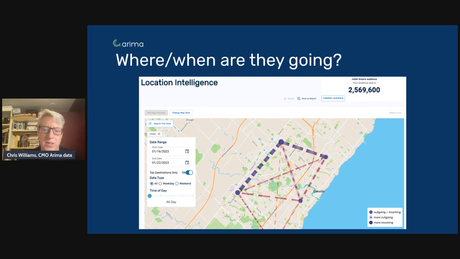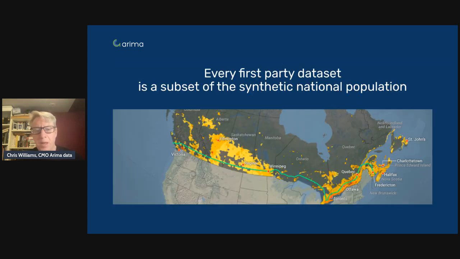That's when we add in the mobility data, that's what it looks like. We can see numbers going in and out of each of the postal codes so that we can understand the volume of movement that's happening. Now, remember that we started this by looking at a national synthetic population. That's 38 million rows within the whole country, which matches back to the census number. This is important because this national synthetic population is at the top level, and any first-party data set that applies to Canada sits within the synthetic national population.